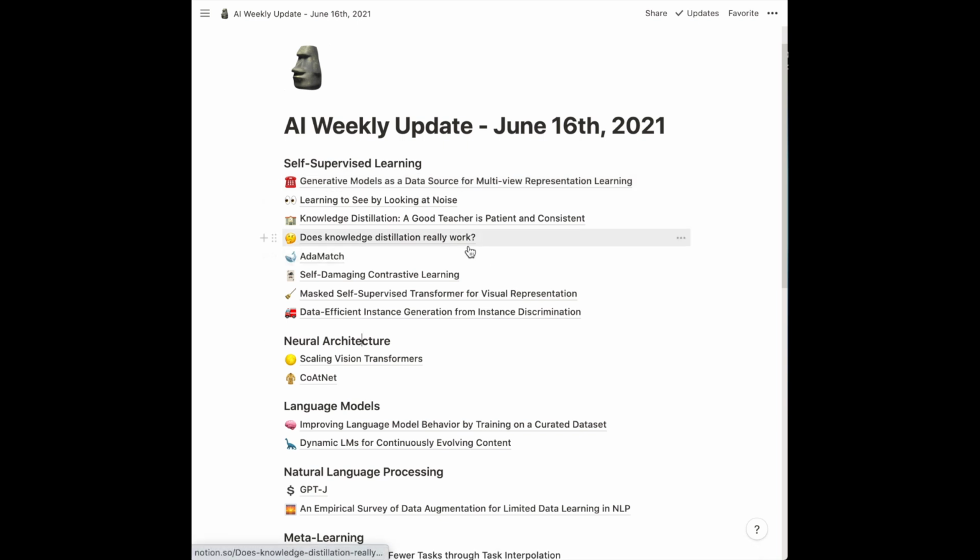Next up, we have two interesting studies about knowledge distillation. The first of which is Knowledge Distillation: A Good Teacher is Patient and Consistent. Looking at knowledge distillation through the lens of model compression, where we want to take a large model like the BiT large models and compress them into, say, a ResNet-50 for the sake of inference and storage costs.